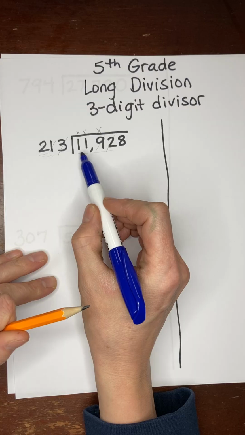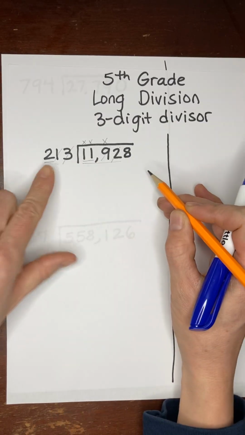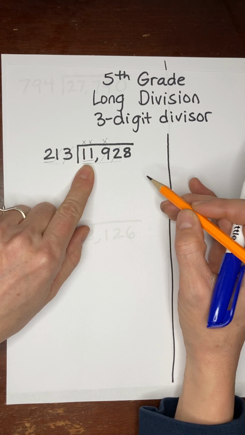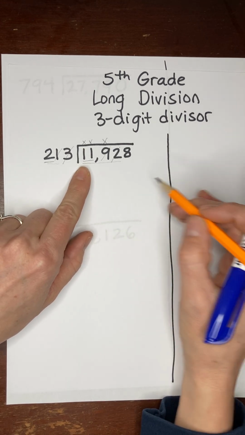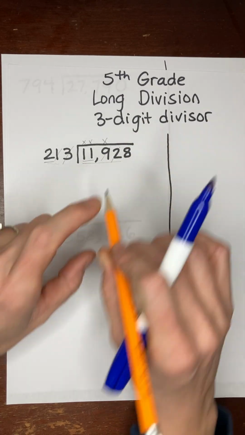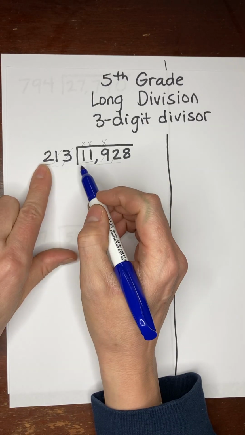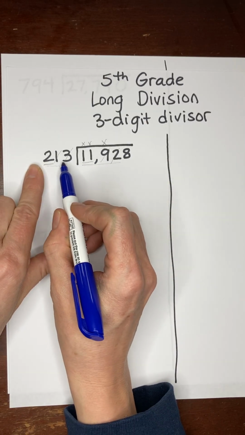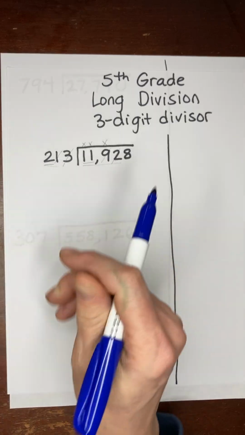So I'm going to look at the 2 and the 11, because that's what's left. How many times does 2 go into 11? Well, that goes in 5 times, because 2 times 5 is 10. So that's going to be my first guess. Before I commit to that number up here, I'm going to work out a side problem. And I'm not going to do 2 times 5. I'm going to do 213, because that's my original divisor, times 5.